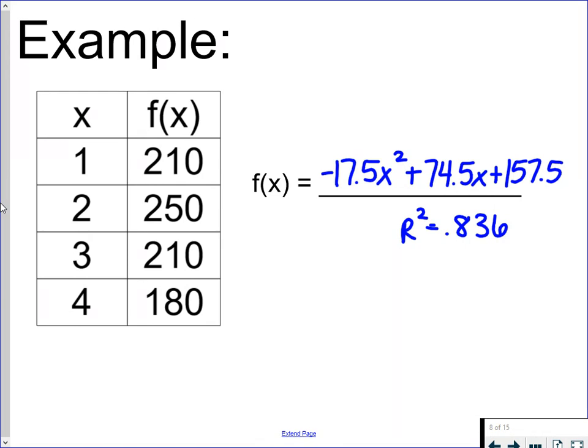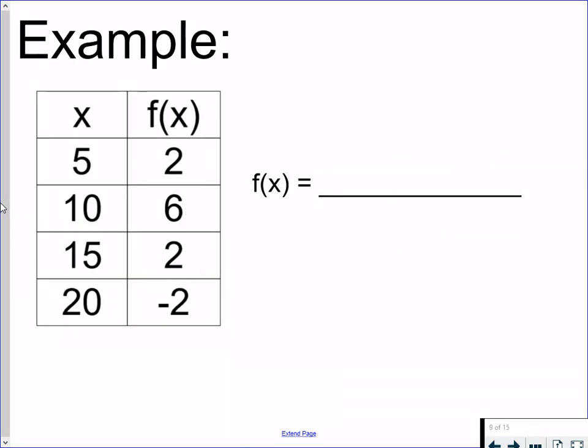Anyone having issues plugging these in? These are the questions we move on with, okay? So make sure that you know how to plug those in. Try this one.